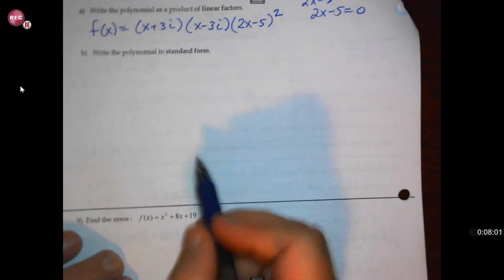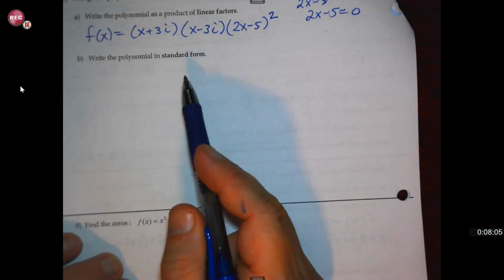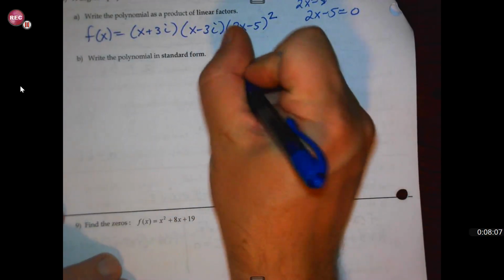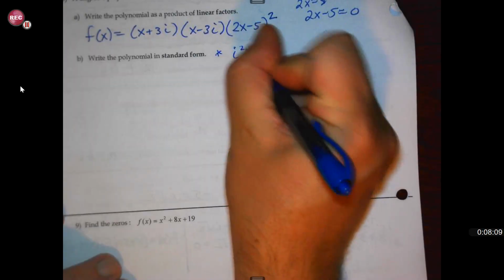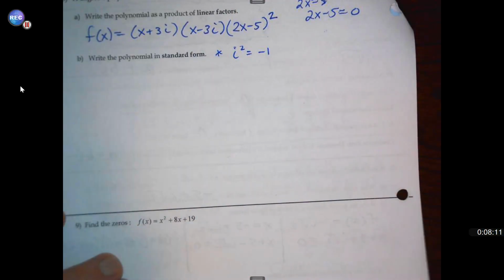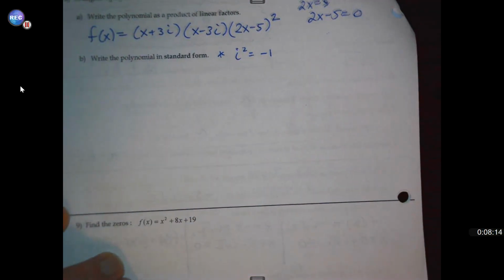All right, now what I want you to do is pause the video, see if you can multiply this all out the right way, and put this in standard form. Just as a reminder, you're going to get an i squared in your work. i squared gets replaced by -1, so your polynomial in standard form should have no i's in it. All right, pause the video, see if you can give it a shot.